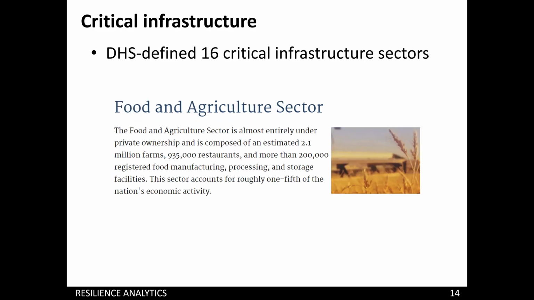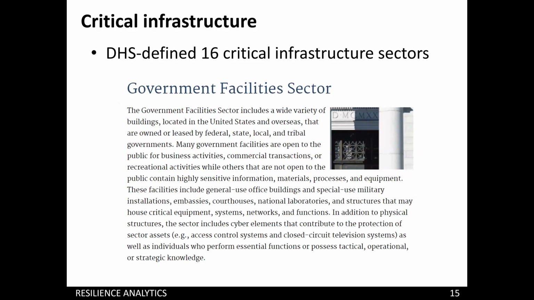Food and agriculture sector oversees the production of crops, regulation of crops, and food production and so on. It accounts for roughly 1/5 of the nation's economic activity. So a major part of the U.S. economy deals with food and agriculture. And so naturally it's vital. Government facilities sector, so essentially just government, okay? The operation of government is itself a critical infrastructure.